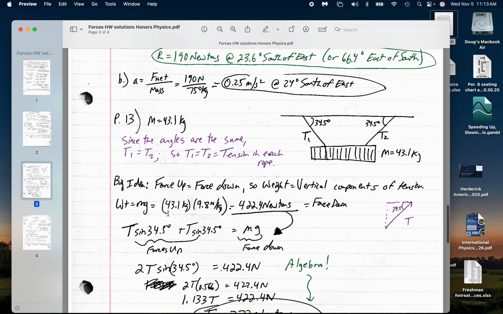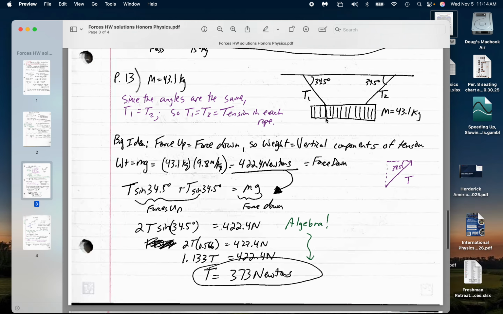First I'm going to get the weight of the sign. That's m times g, 43.1 times 9.8. It's 422 newtons. Now I'm going to look at the vertical component of this. I only drew one; I don't need to draw both. If this is 34.5 degrees from horizontal, I'm trying to find this vertical component that's opposite. So I have T sine of 34.5 degrees is the vertical component of this one, and also T sine of 34.5 degrees is the vertical component of that one.